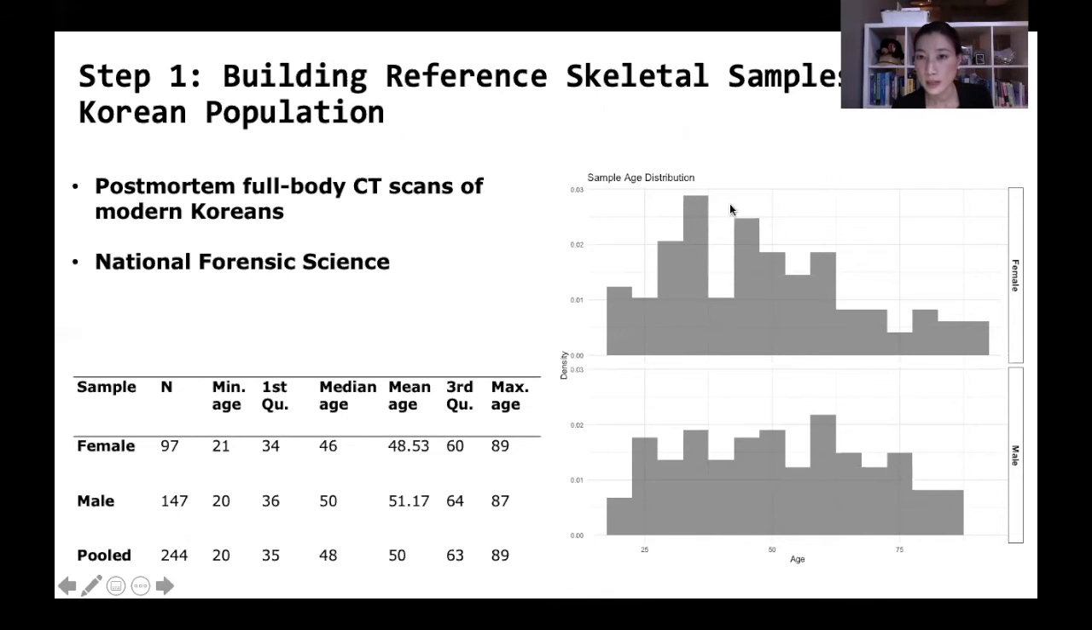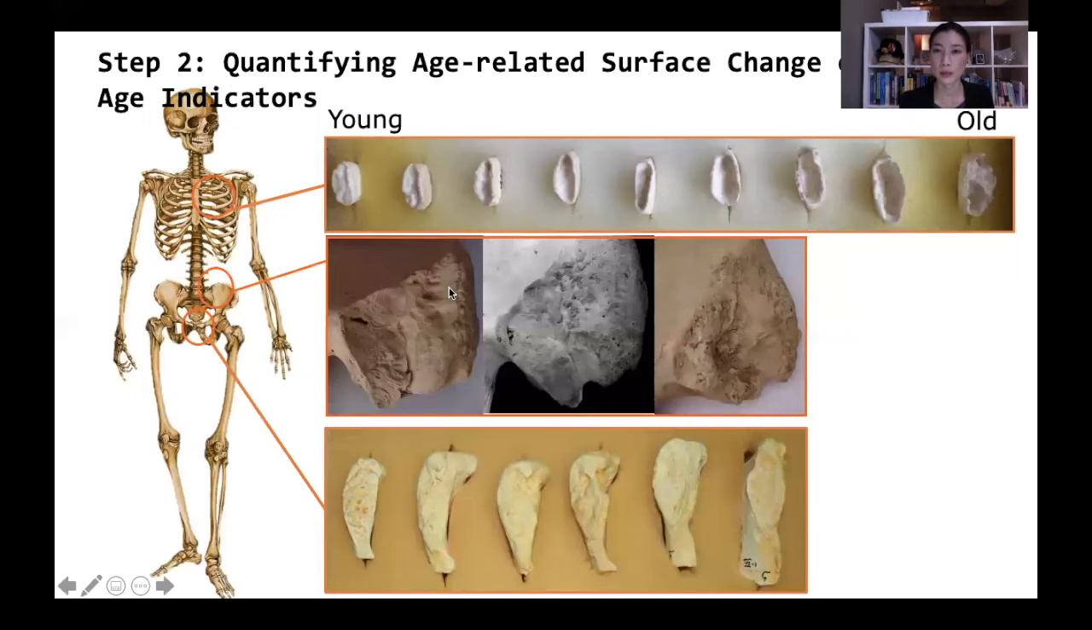And the right side shows a snapshot of the age distribution, or the sample distribution, of the CT scan data. So essentially for age estimation, we want to start with a uniform distribution in order to minimize any sampling bias and to ensure that all age groups are equally represented. So that's part of our goal.